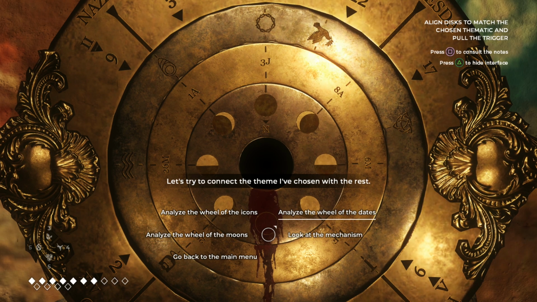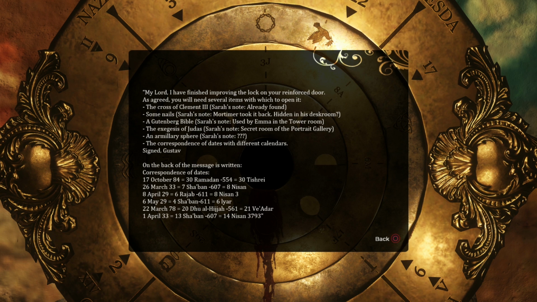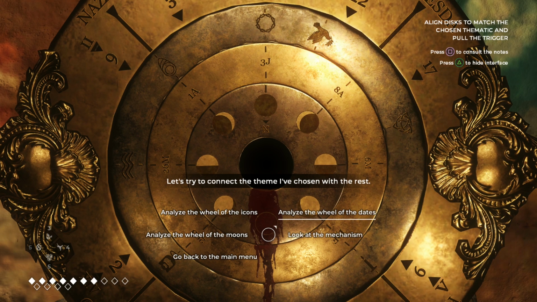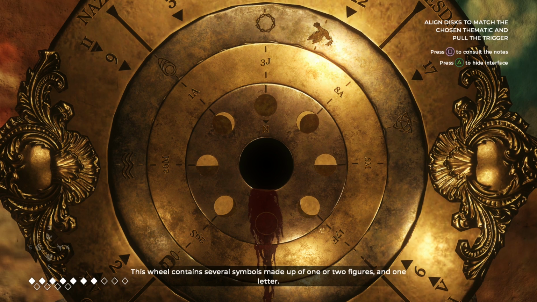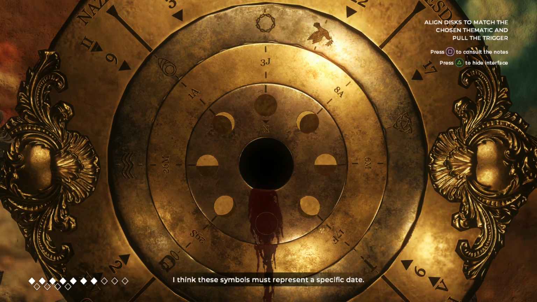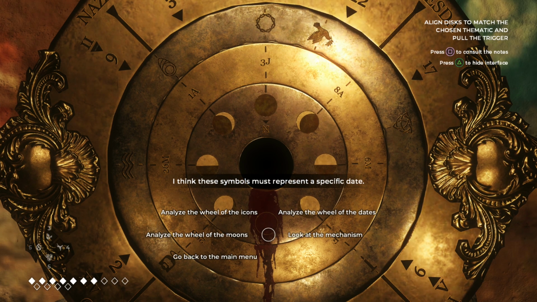I guess dates. Oh, hold on. Does this help us? Maybe. This wheel contains several symbols made up of 1 or 2 figures and 1 letter. The highest figure does not exceed 31, and each letter corresponds to a month of the year. A for April, and M for March. So I think these symbols must represent a specific date. Day, then month. Gotcha. Okay, and then the moons?